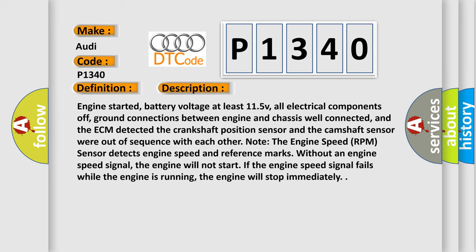Engine started, battery voltage at least 11.5 V, all electrical components off, ground connections between engine and chassis well connected, and the ECM detected the crankshaft position sensor and the camshaft sensor were out of sequence with each other. Note: the engine speed RPM sensor detects engine speed and reference marks without an engine speed signal. The engine will not start if the engine speed signal fails while the engine is running. The engine will stop immediately.